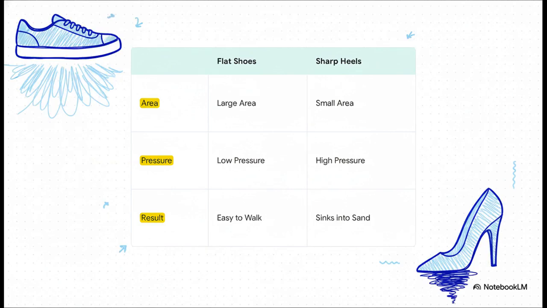And it's the exact same idea when you try to walk on sand. Think about it. With flat shoes, you have a big surface area. Your weight gets distributed over that whole area, so the pressure on the sand is low, and you walk on top of it. But with sharp heels, all your weight is focused on that tiny point. That creates enormous pressure, and you just sink right in. It's all about that force over area relationship.